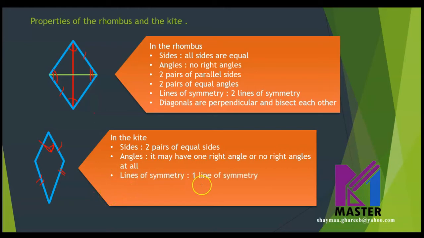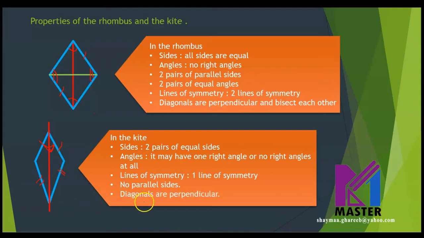Lines of symmetry. The kite has only one line of symmetry, which is this line here. We can also consider it a diagonal of the kite. And it has no parallel sides. And please remember that the kite is the only quadrilateral that has no parallel sides. So when you see the words no parallel sides, you have to know immediately that it is about the kite. Is this clear?